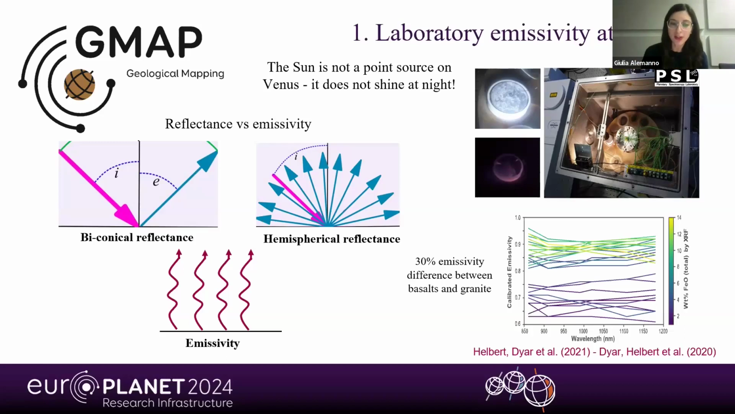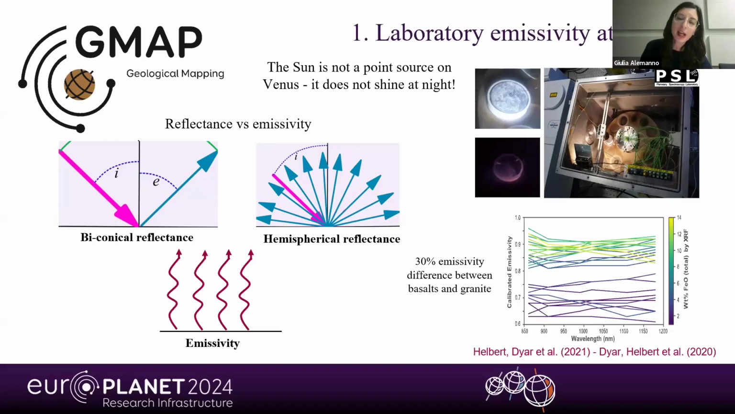It has also been observed in the lab that the effect of temperature on the spectral behavior of materials, minerals, and rocks is important and cannot be neglected. So I put here as an example some measurements that we performed in the Planetary Spectroscopy Laboratory of DLR in Berlin, where there is an emissivity setup, a chamber where we can actually heat the sample at Venus temperature and measure the emissivity directly.